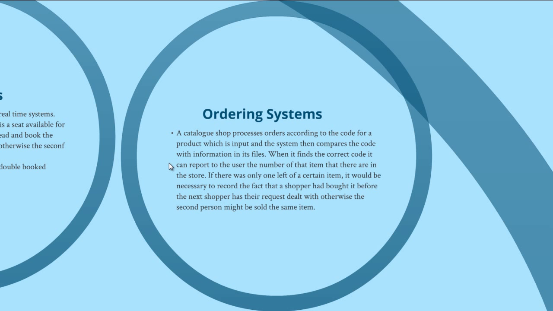If there was only one left of a certain item, it would be necessary to record the fact that a shopper had bought it before the next shopper has their request dealt with. Otherwise, the second person might be sold the same item. So, if I buy an item, it will record the fact that I've bought that item. If you go to buy that item, then you can't buy the same one if there are none left in stock. Should be quite obvious.